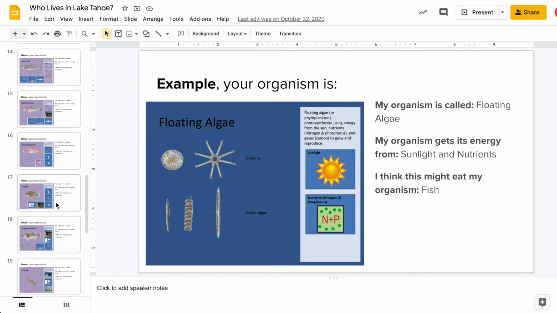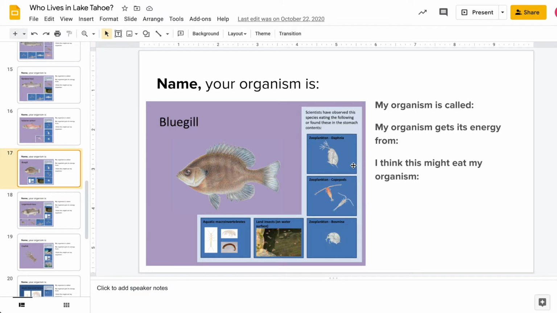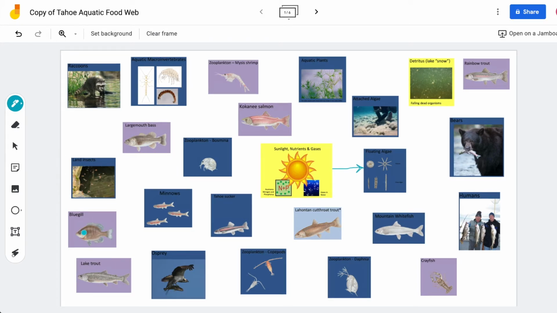How about the bluegill that we talked about earlier? Now the bluegill gets its energy from zooplankton, such as Daphnia, copepods, and bosmina. Let's start with those. First, let's find the bluegill. Where's the bluegill? There it is. All right, it gets its energy from the bosmina.